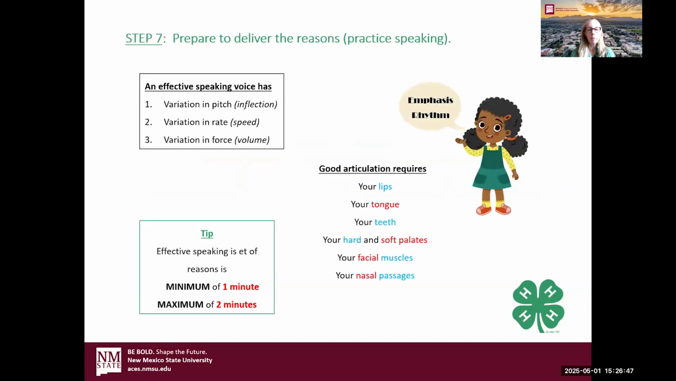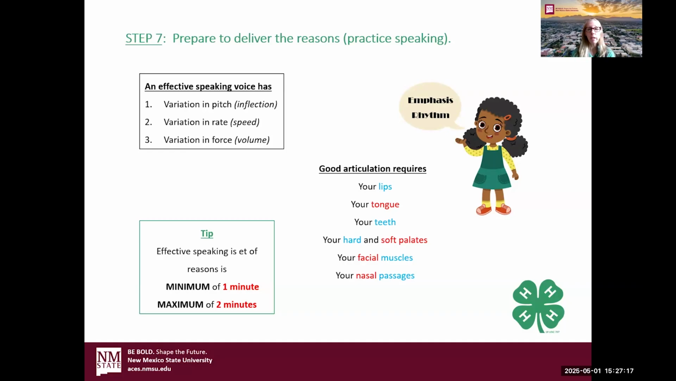In step 7, you want to prepare to deliver those reasons. So after you've got it written out, you'll spend some time talking and just saying what you've got to say out loud. And you'll want to keep in mind the things that are effective in speaking, and that's the 3 things at the upper left corner of the slide, and that's variation in pitch, which is the high and the low in your voice, also known as inflection.